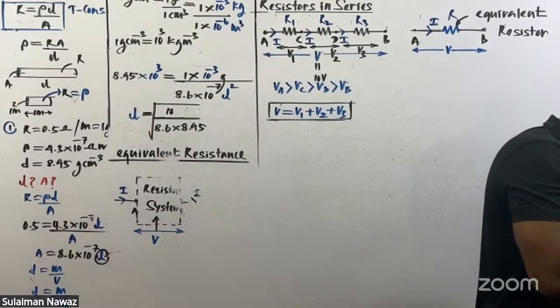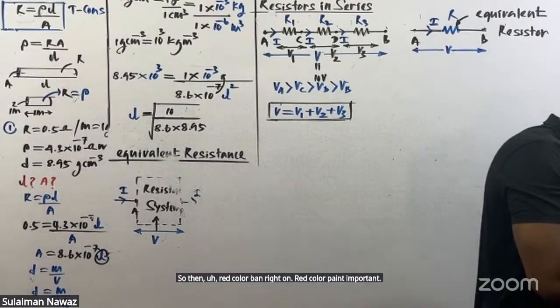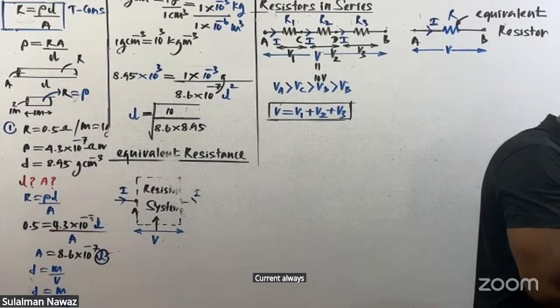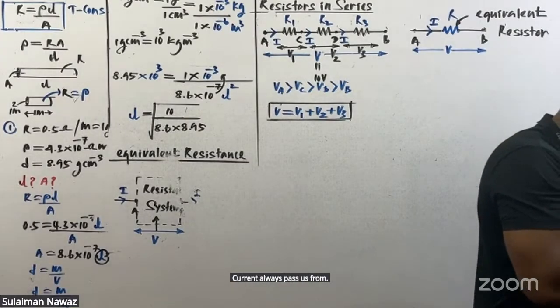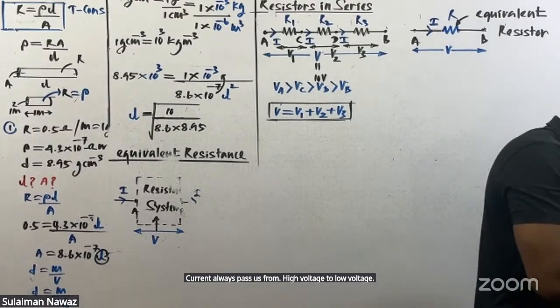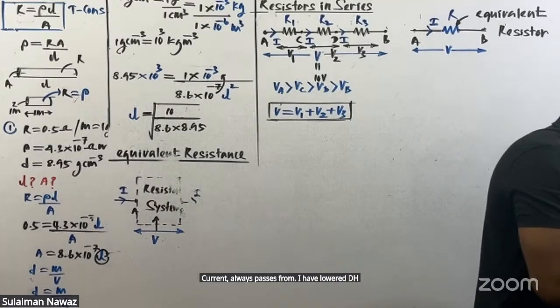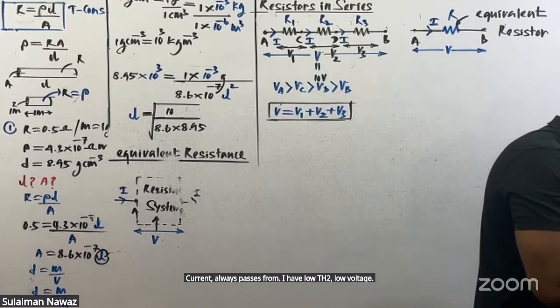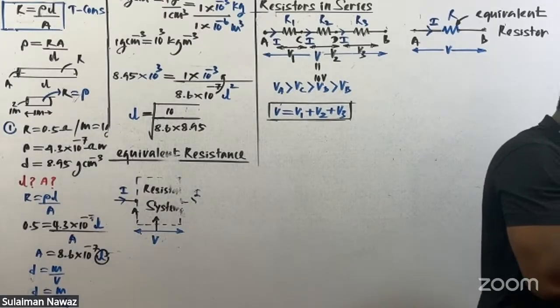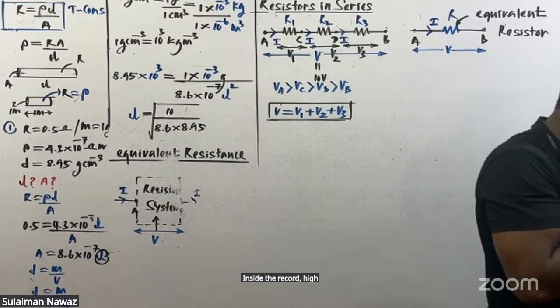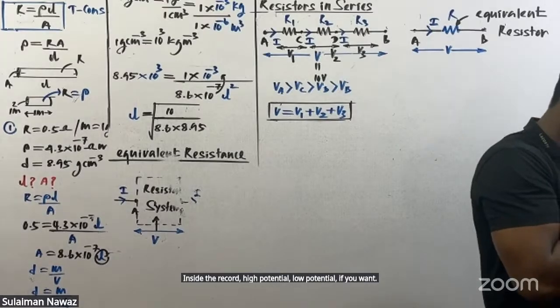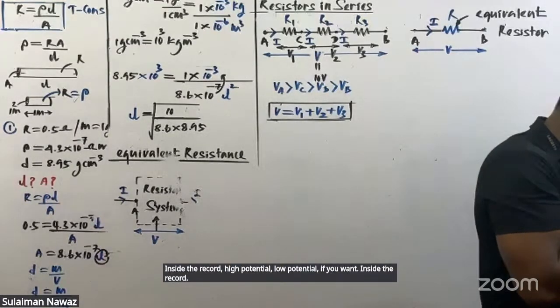So then red color pen important, write down. Current always passes from high voltage to low voltage. Inside the bracket, high potential to low potential if you want.